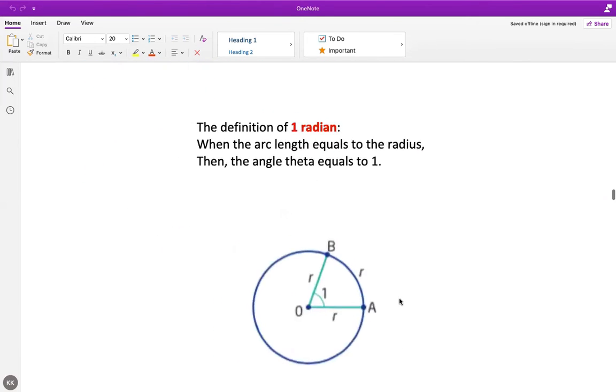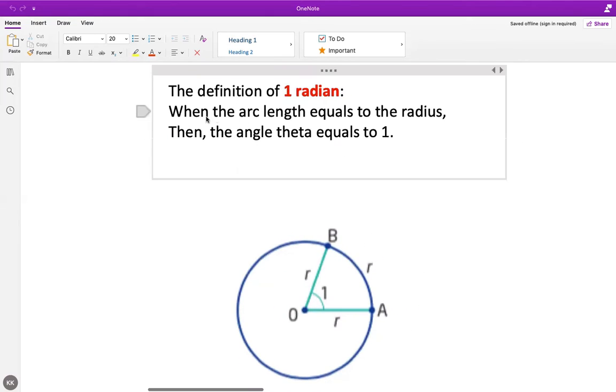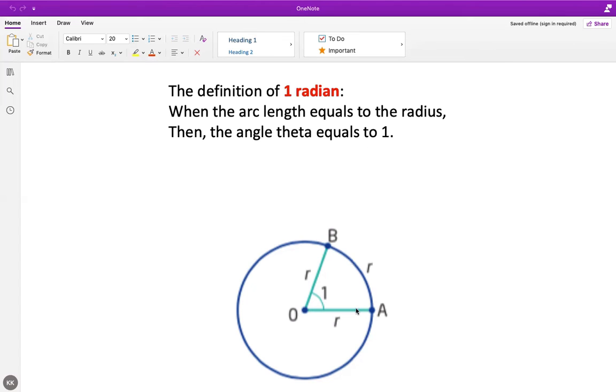So basically, what is the definition of 1 radian? The 1 radian definition tells you that when the arc length equals the radius, then the angle theta equals 1. So this is the definition. The arc length and the radius are equal. When this happens, the angle here equals 1 radian. So this is the formal definition of 1 radian.